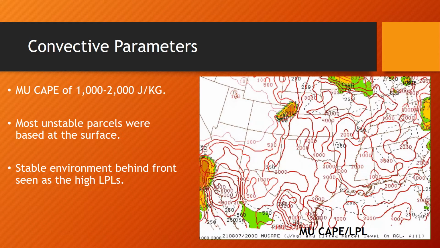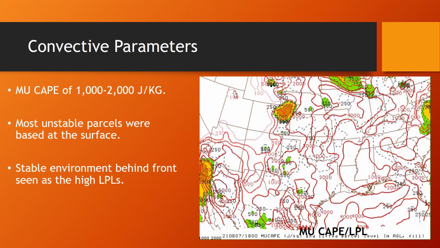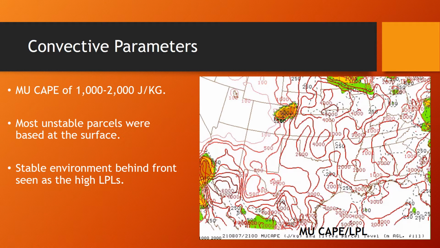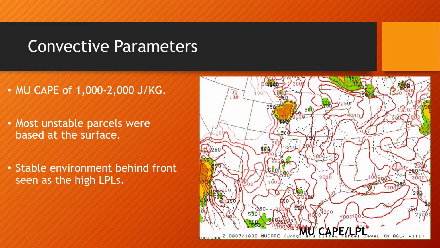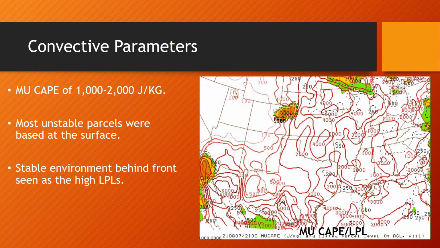So you can see that behind the frontal boundary, over the western part of the area, the air was quite stable, as indicated by the warm colors there. And those were roughly 1 to 2,000 meters that the air parcels had to rise before they became unstable.